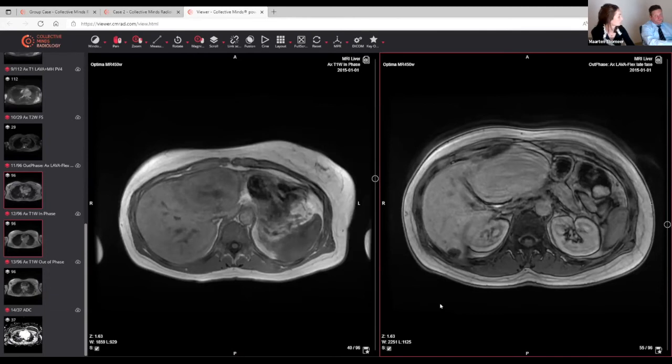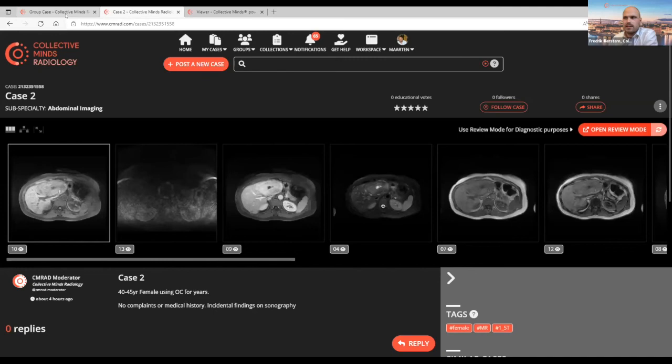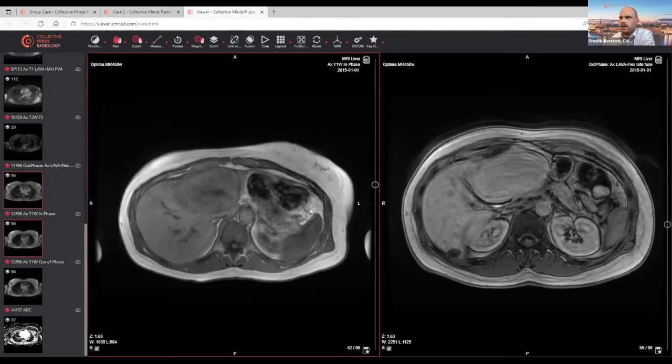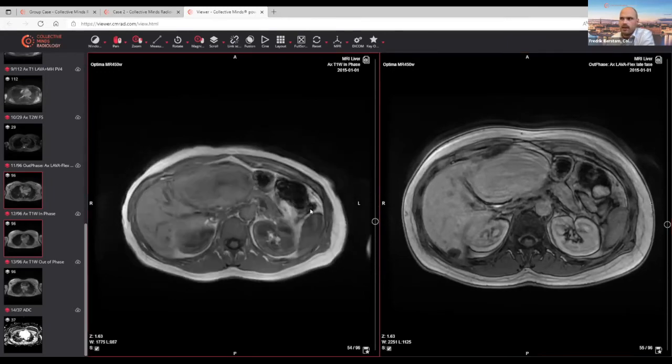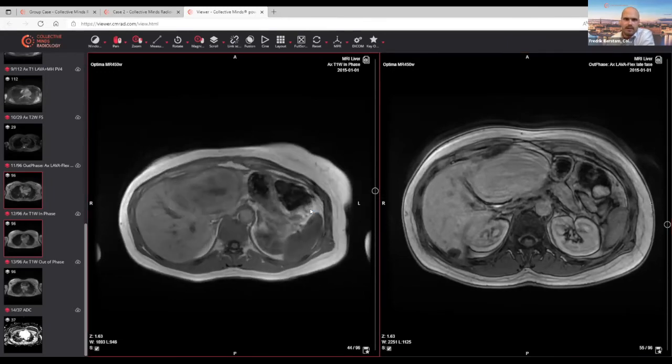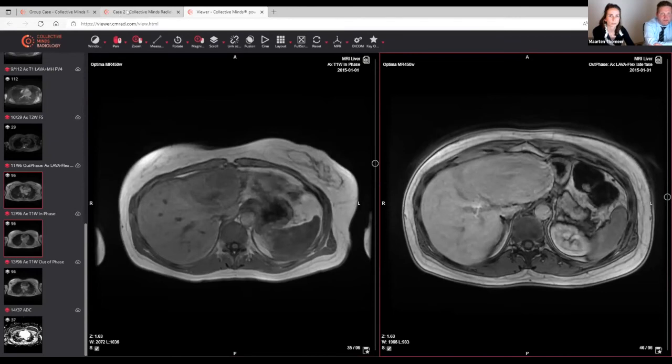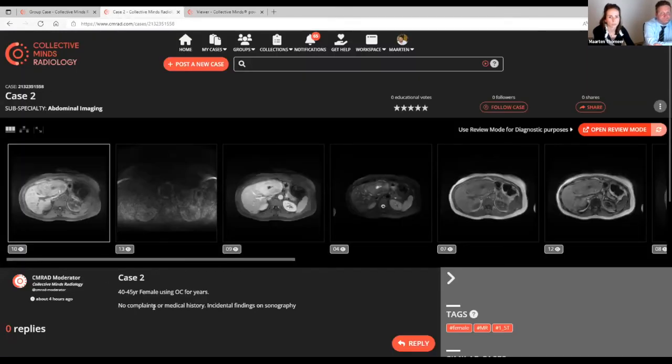Okay, that's it, then I think we can go to the questions. We had two questions. The first one was about the background of this patient. Did this patient have any complaints or lab abnormalities? If I remember well, there were no lab abnormalities. I think it says over here, no complaints or medical history.